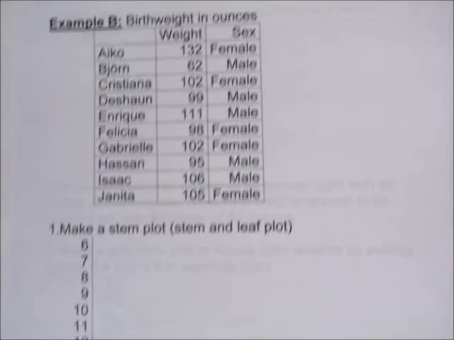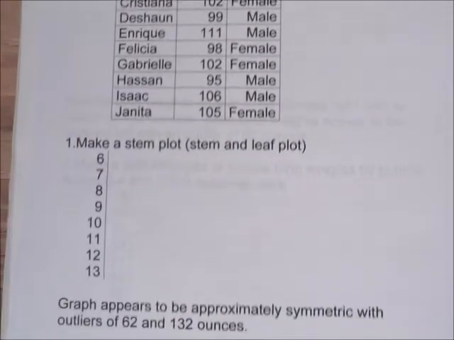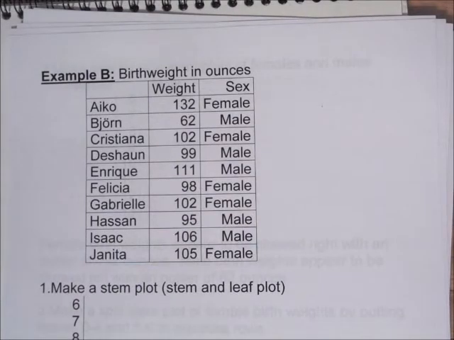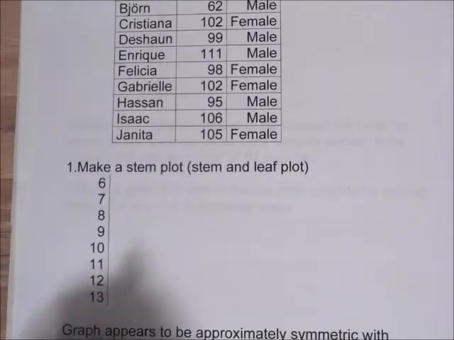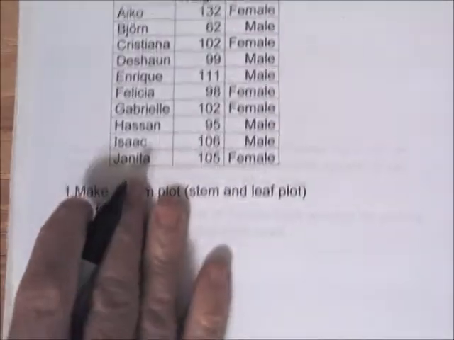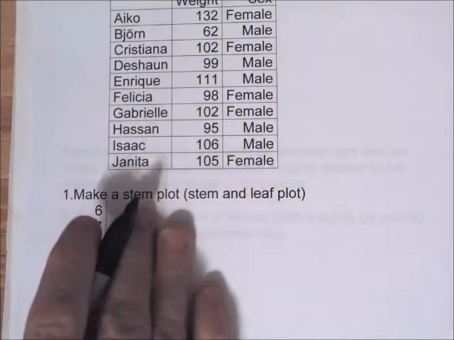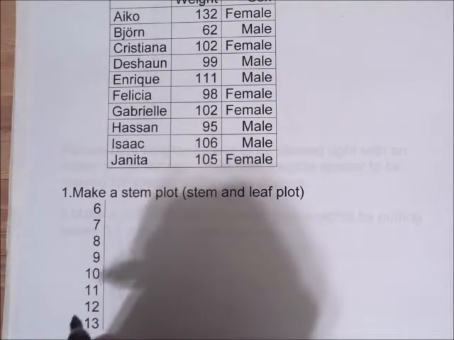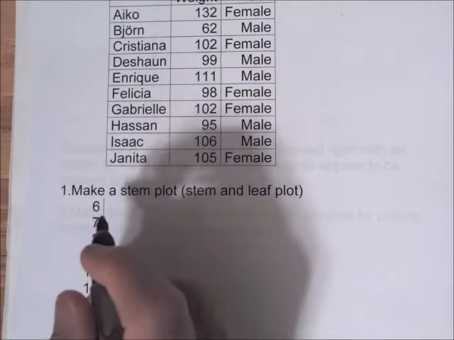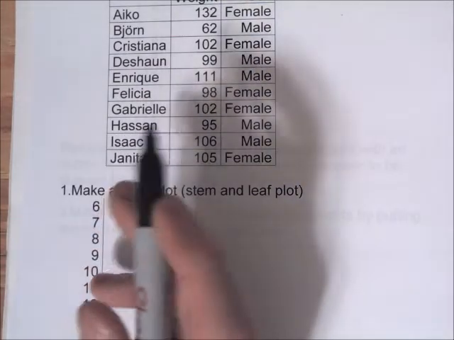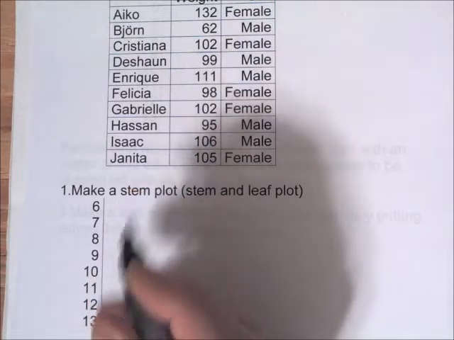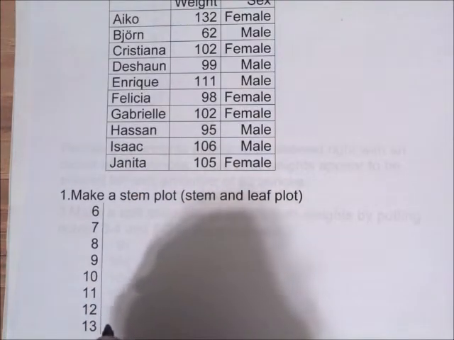So one type of graph is a stem plot, also called a stem and leaf plot. For the stem plot, the stems would be the first one or two digits. The leaf would be the last digit. And we put each person's weight into this plot here. So for Iko, 132, the stem is going to be 13, the leaf is 2. So in row 13, we want to put a 2 for Iko.